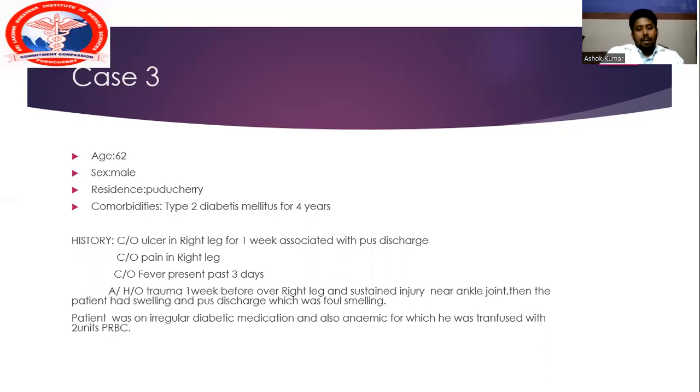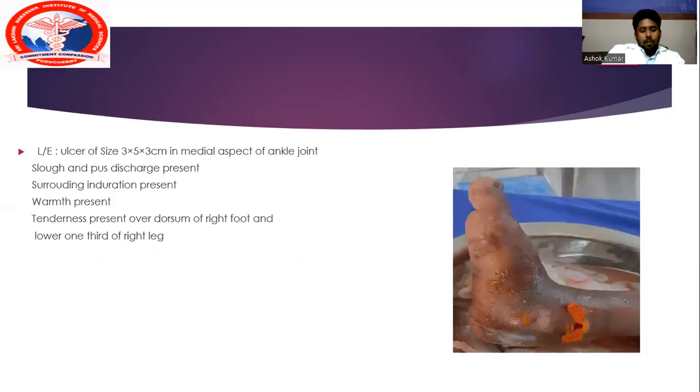This patient also had a history of trauma 1 week before over the right leg. He sustained injury near the ankle joint, following which the patient had swelling and foul-smelling discharge. The patient is diabetic. He is irregular on his medication. So this is the wound picture.